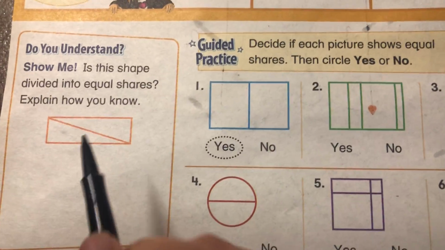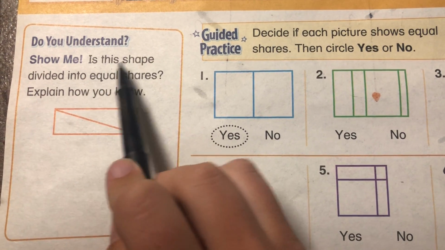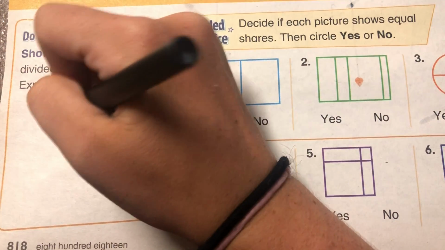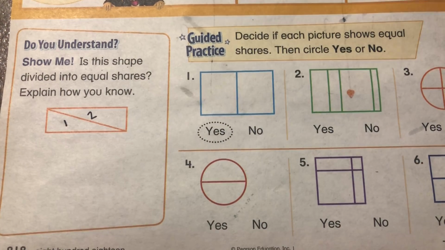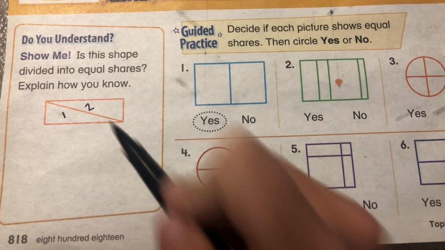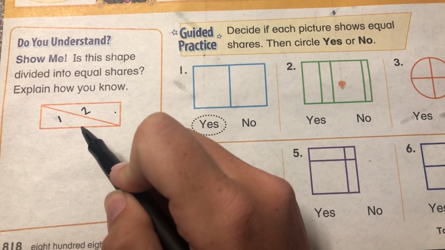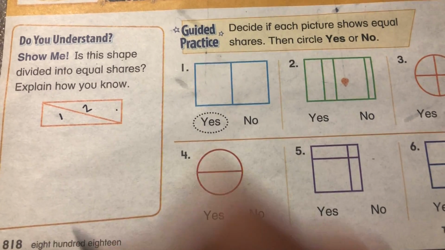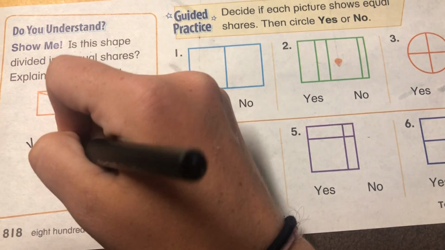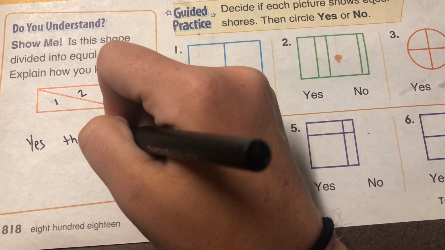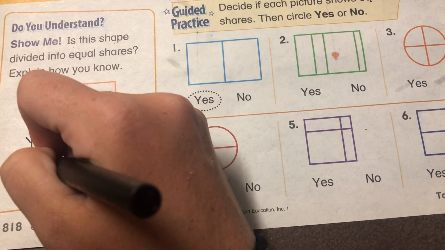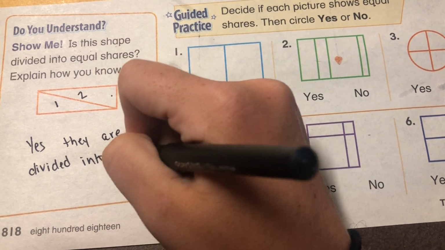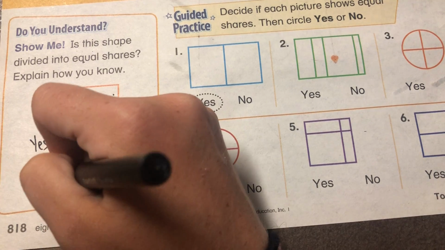Down here, it says, do you understand? Is this shape divided into equal shares? Explain how you know. So we have 1, 2. Let's take a look at each part. Even if this is flipped, it is the same as the other share. So I would say yes. They are divided into equal shares.